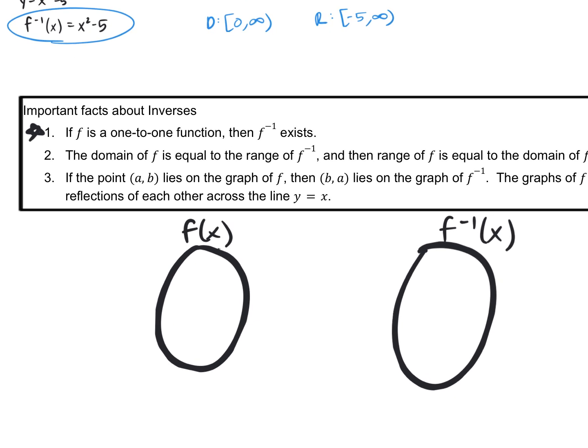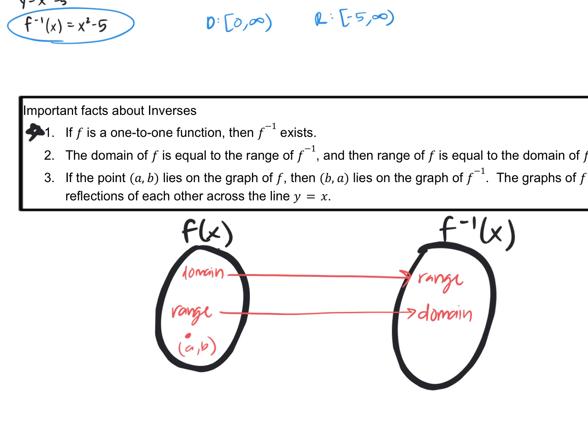Then the domain of f, so if I have my domain here, that is equal to my range in the inverse. The range of my function is equal to the inverse domain. And the last point there says that if I have a point (a, b), so like if this point we labeled was (a, b) on our graph, then on the inverse function, that point becomes (b, a).